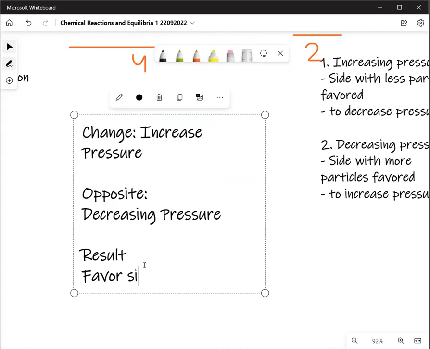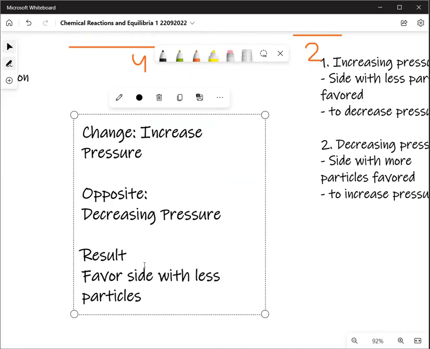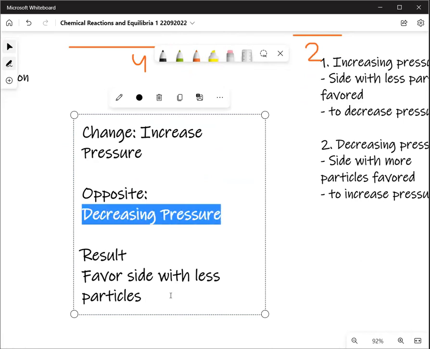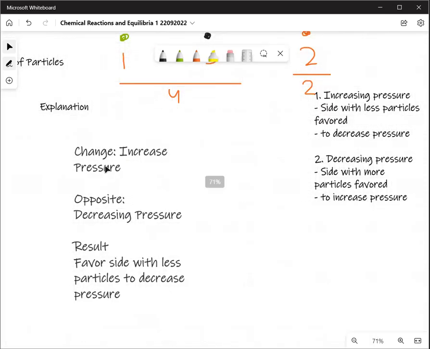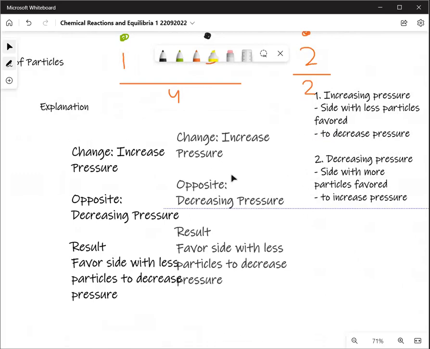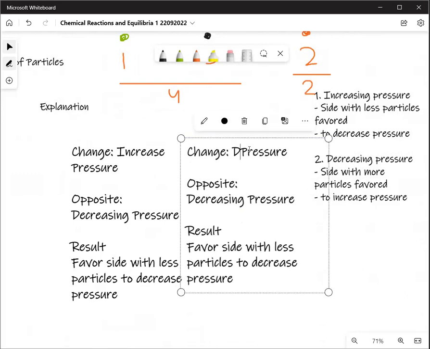Why do we favor the side with fewer particles? To do the opposite. What is the opposite? To decrease pressure. Because I wanted to increase pressure, now I'm decreasing it. In the same way, what happens if I do this?